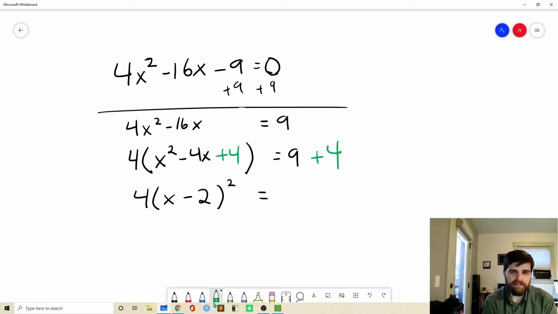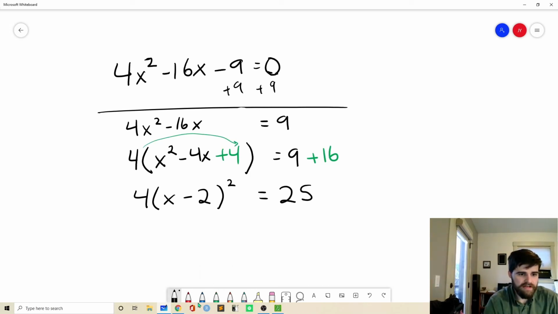This, however, is incorrect. This is bad. We didn't add 4 to the left side of the equation. We added 4 times 4. Okay, so you want to be really careful in this situation. This is where it starts to get a little more complicated. We didn't add 4 to the left side of the equation. We added 16, right? 4 times 4. All right, so that's going to give us 25.